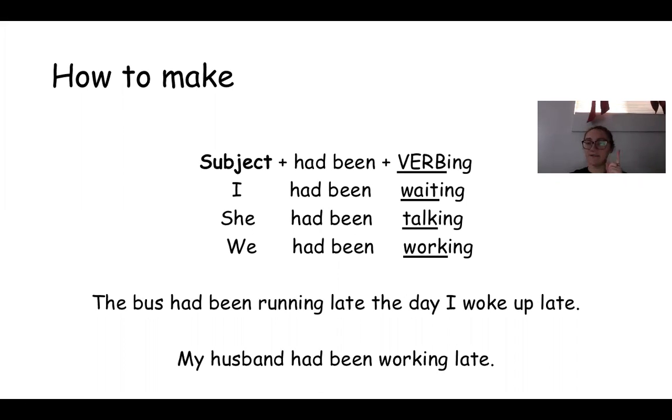So to make it past, instead of present perfect progressive, we just use the word had, right? That's all we have to use. And you use had with all of the different pronouns, even I, she, and he, or he, she, and it, right? She has, he has. But when you talk about past, it's just had. I had, she had, he had, it had, we had. So you just say, I had been waiting, she had been talking, we had been working. It's the same, you just have to change one thing. The bus had been running late the day I woke up late. My husband had been working late.